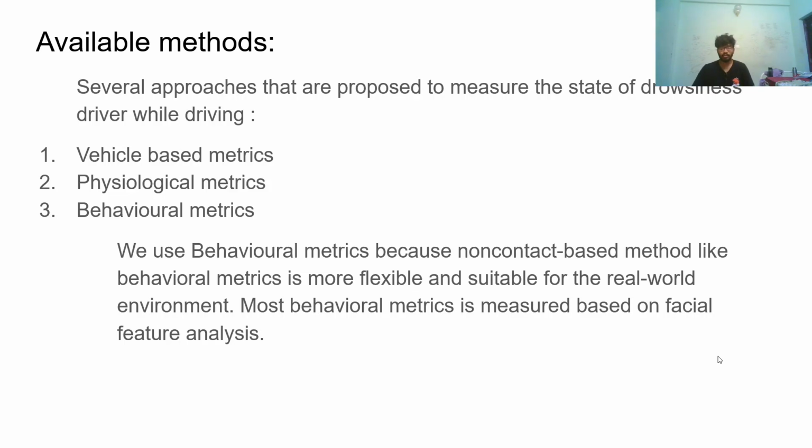Most behavioral metrics are measured based on facial feature analysis. Furthermore, they can be divided into three kinds: appearance-based, template-based, and feature-based methods. Appearance-based methods require a huge amount of data for training classifiers, while template-based methods require expensive computational costs due to a model matching process. In contrast, feature-based methods can monitor driver drowsiness state in a more direct way. The features can be measured based on eye state estimation, mouth state estimation, and head pose analysis.